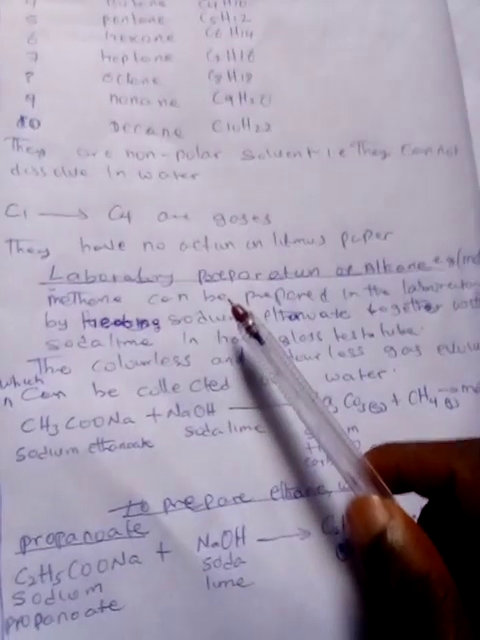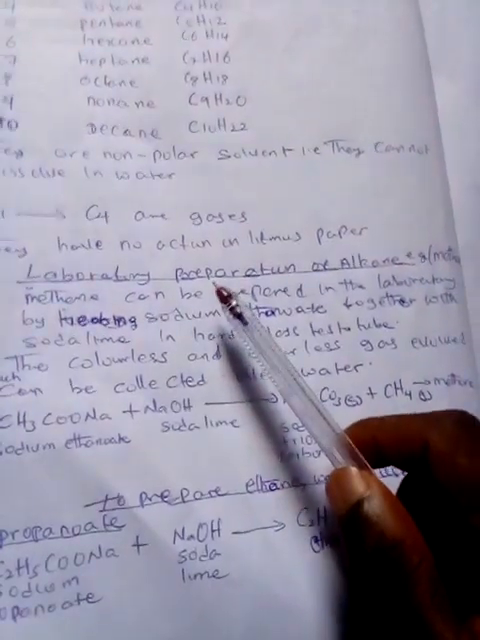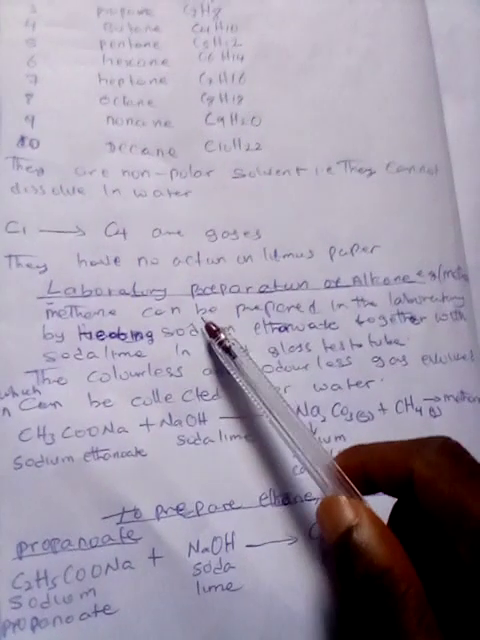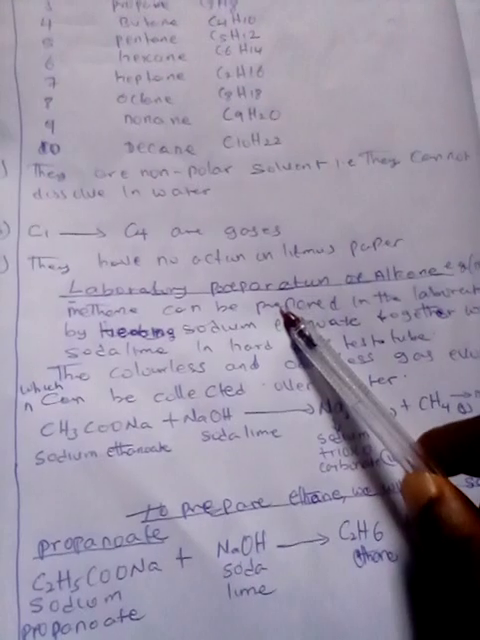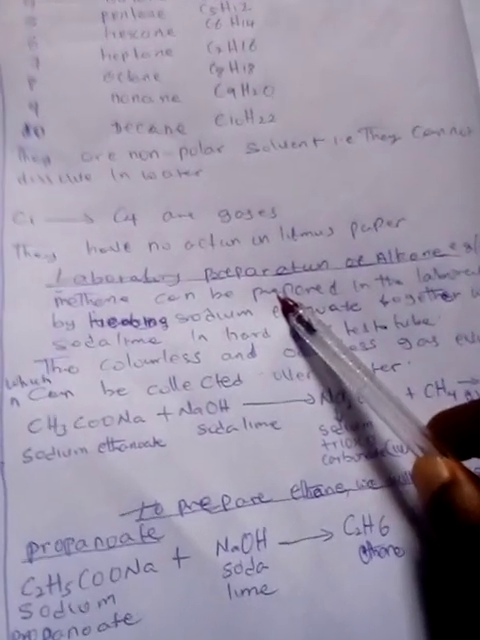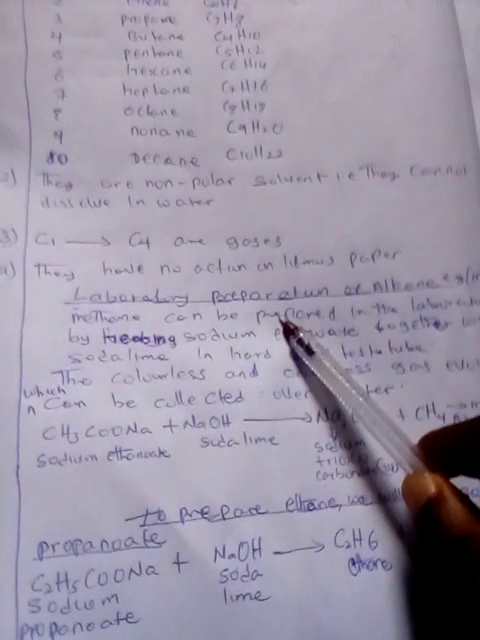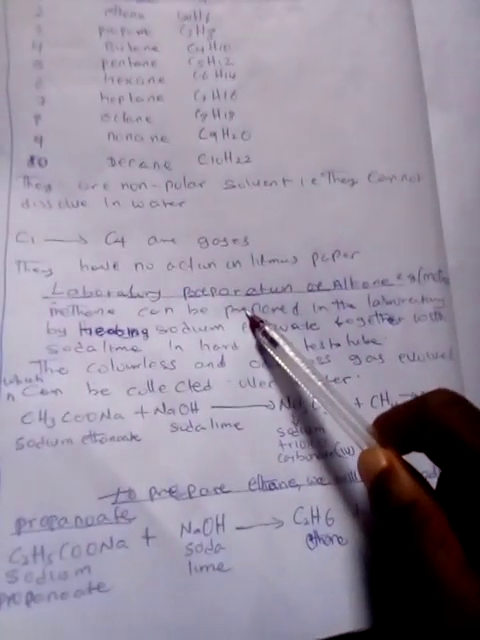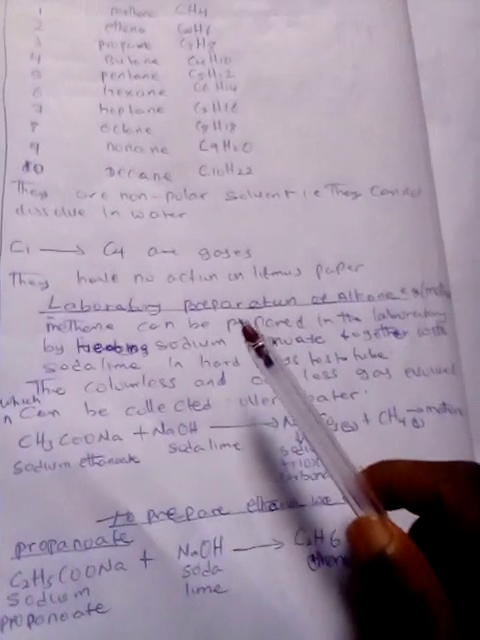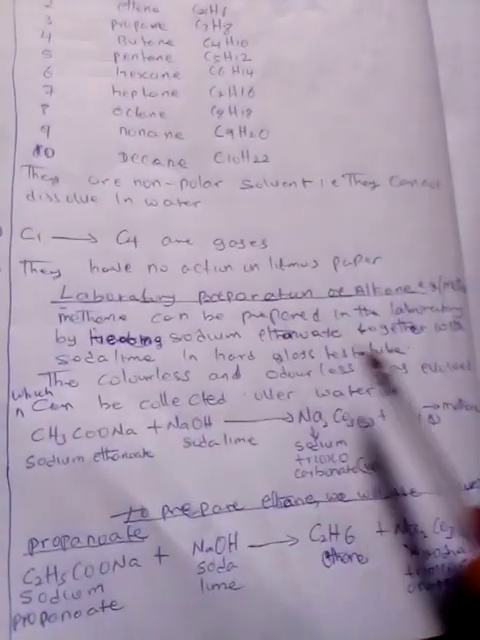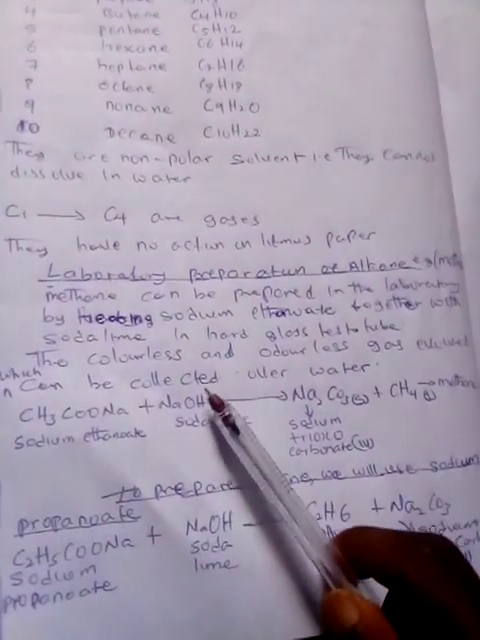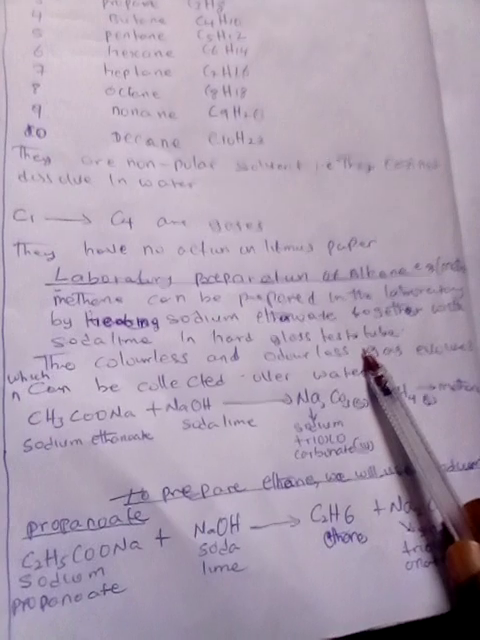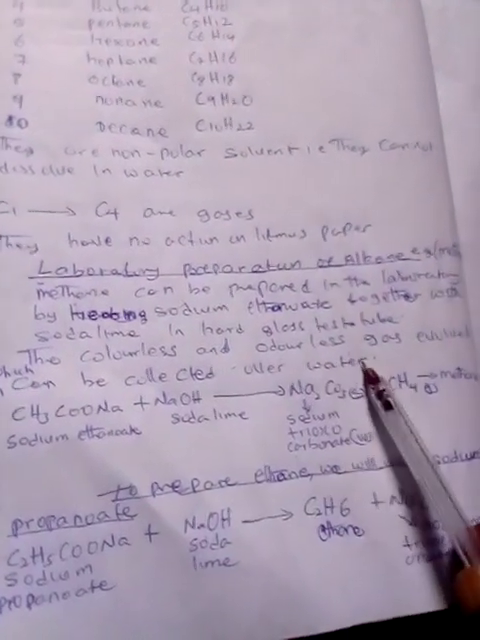Then another one is what is called laboratory preparation of alkane. How do we prepare methane in the laboratory? You can see that whenever you see equipment and they make use of instrument to prepare organic compound, that means they want to prepare them in the what? In the laboratory. E.g., methane can be prepared in the laboratory by heating sodium ethanoate together with what? With soda lime in that glass test tube. The colorless and odorless gas evolves, which can be collected over water.